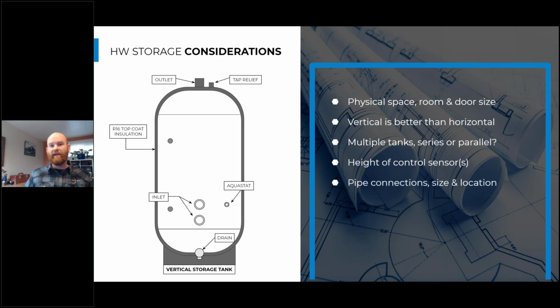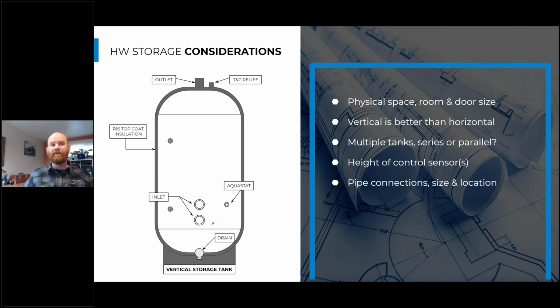And then the pipe connections, the size and locations. If we're doing a series tank design, all the water is going to be flowing through this connection here. And so we want to make sure it's appropriately sized for the entire water heating load. If we're doing parallel, then that's going to be split across multiple connections. And so we can downsize those if we need to.